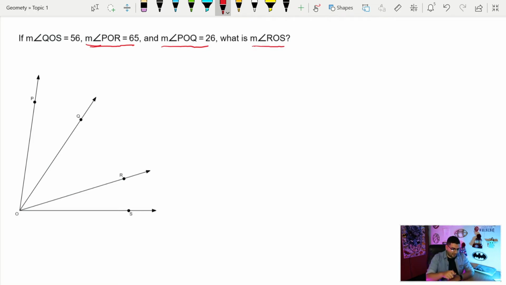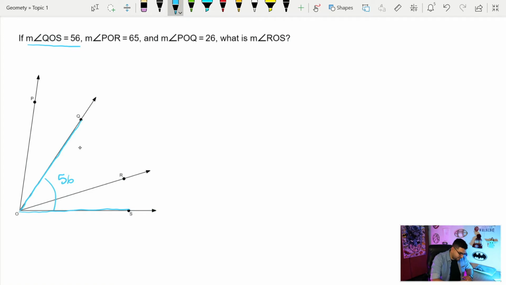So let's go back and label these so that we can start making sense of them. They're saying, if the measurement of QOS is 56, let's look at the diagram and actually draw that out. So QOS, that is going to be right here. So they're saying if this angle QOS, sorry, it's a crooked line. If angle QOS, so if this angle right here is 56. Okay, so that's not too bad. We know what that means. We can see it now.